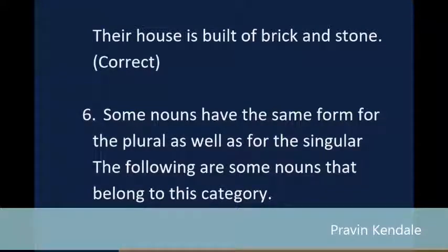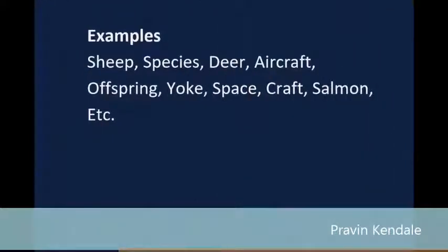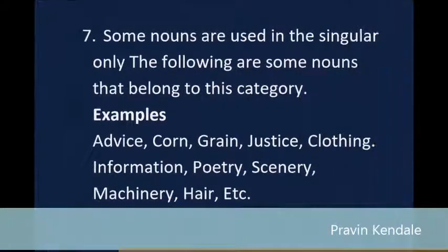6. Some nouns have the same form for the plural as well as for the singular. The following are some nouns that belong to this category. Examples. Sheep, species, deer, aircraft, offspring, yoke, space, craft, salmon, etc. 7. Some nouns are used in the singular only. The following are some nouns that belong to this category. Examples. Advice, corn, grain, justice, clothing, information, poetry, scenery, machinery, hair, etc.